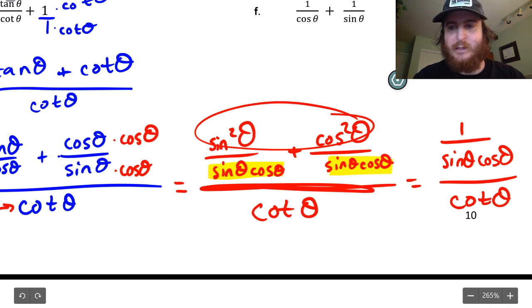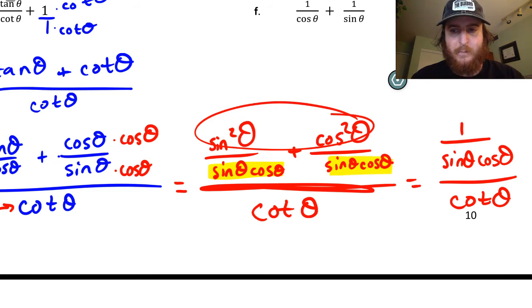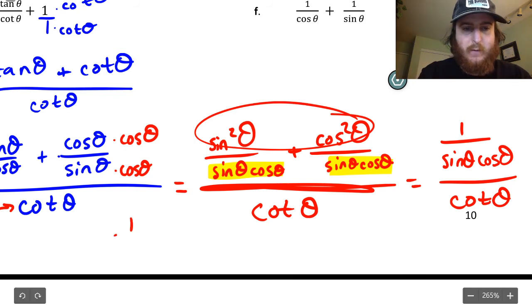Now, I said simplify the numerator as much as you can, leave the denominator alone. In this case, though, this definitely doesn't look nice. So I think that at this point we need to ask, what can we do about cotangent theta? So I'm going to write over here, 1 over sine theta cosine theta over cotangent theta. What can we do?